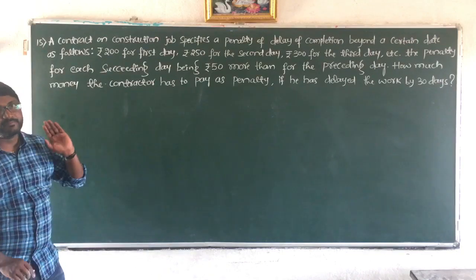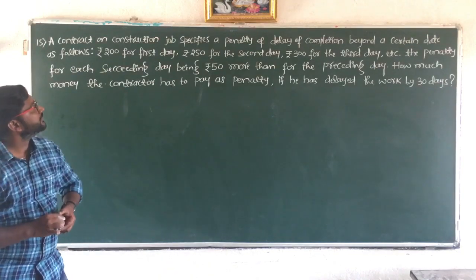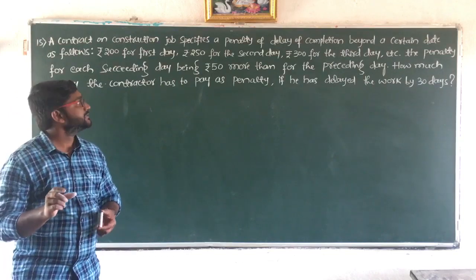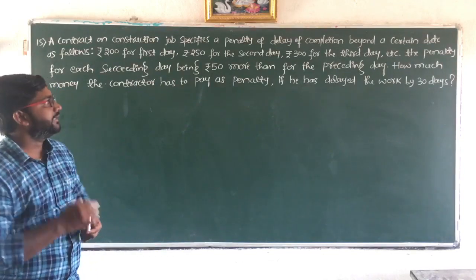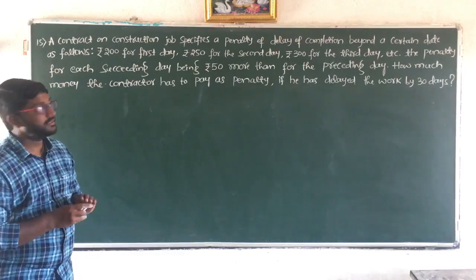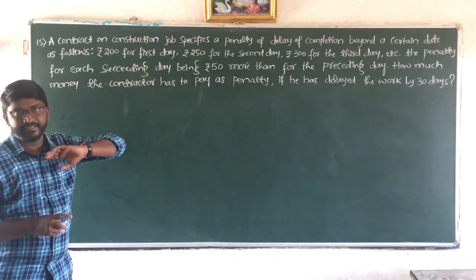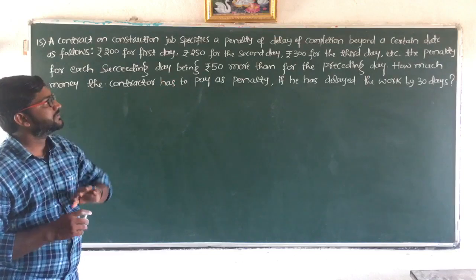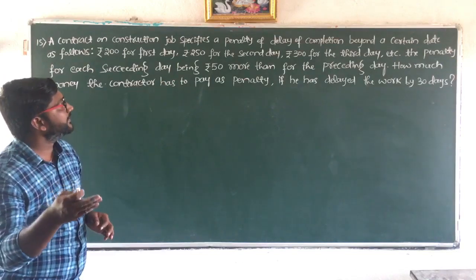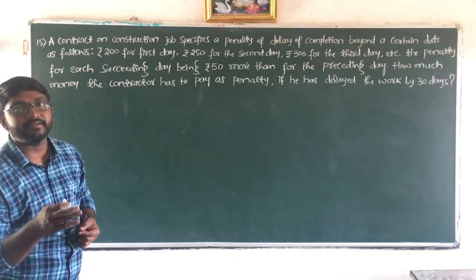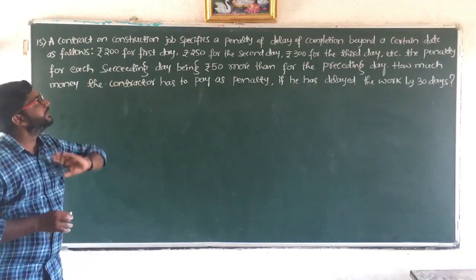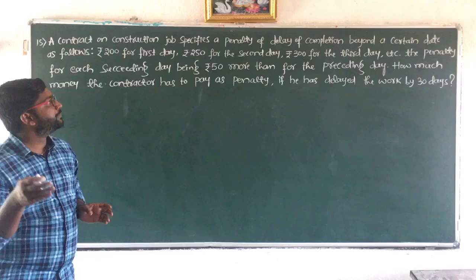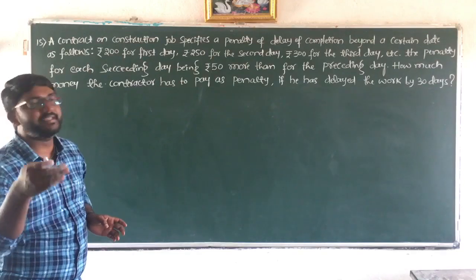It is the 15th one. See here, a contract on a construction job specifies a penalty for delay of completion beyond a certain date as follows: 200 rupees for the first day, 250 rupees for the second day, 300 rupees for the third day, etc. The penalty for each succeeding day is 50 rupees more than for the preceding day.